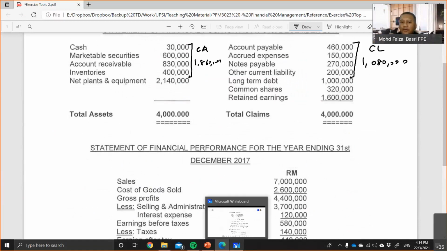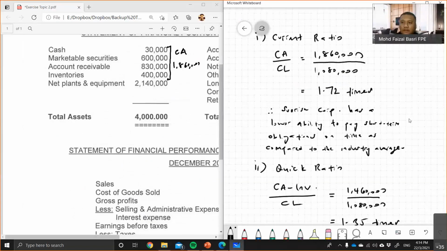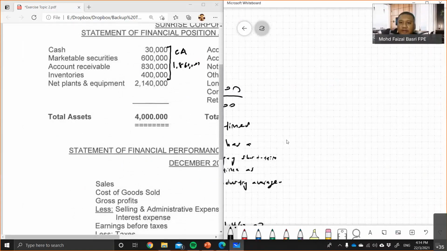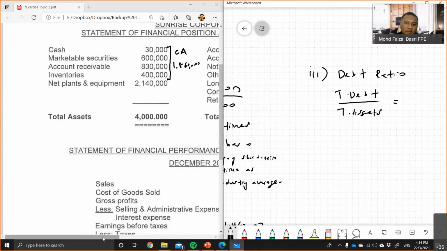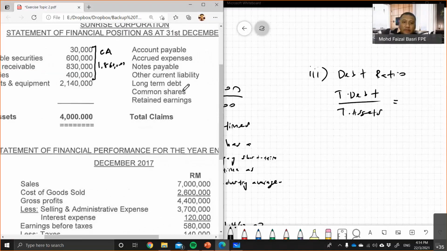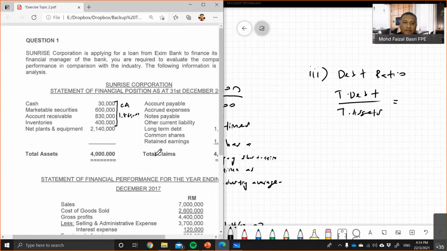So if we go back to this question, I move on to the third one here, which is debt ratio. So the formula was total debt by total assets. Both can be found in the balance sheet, which is our first statement in the question.